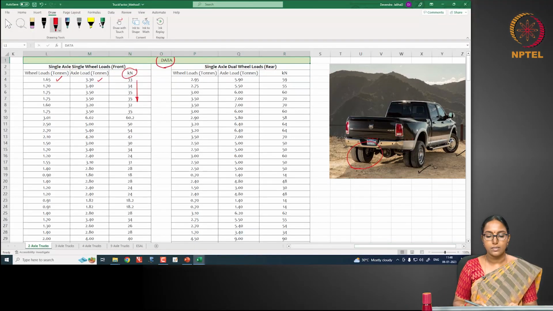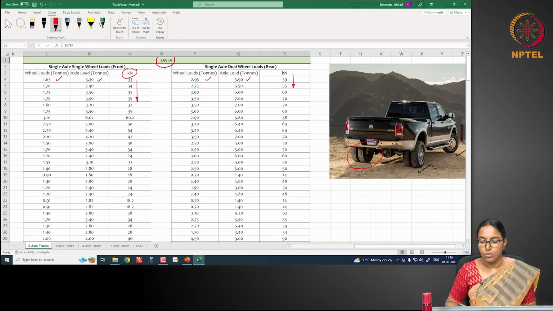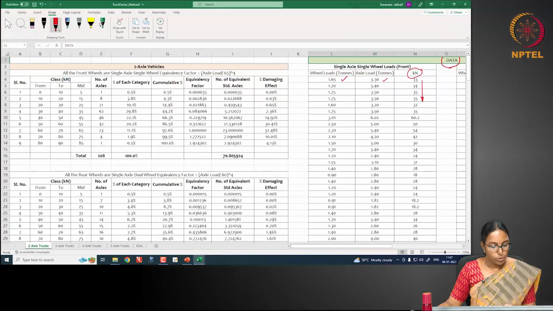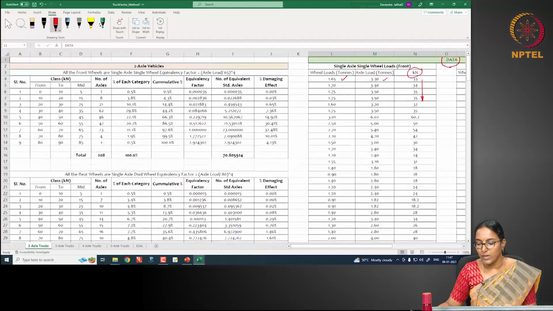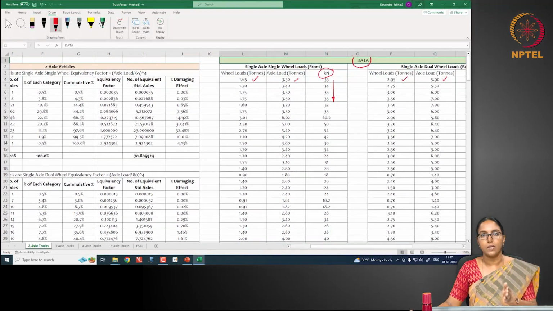So for all the trucks that you have surveyed, you see that the wheel loads are 2.95, 2.75 and so on, which is multiplied by 2 to get the axle load, which is then converted to kilonewton. So you get the axle loads on the rear. In this case, a total of 208 vehicles were surveyed, and of all the 208 vehicles we have measured the front axle load and the rear axle load. Okay, so you have 2 axles.